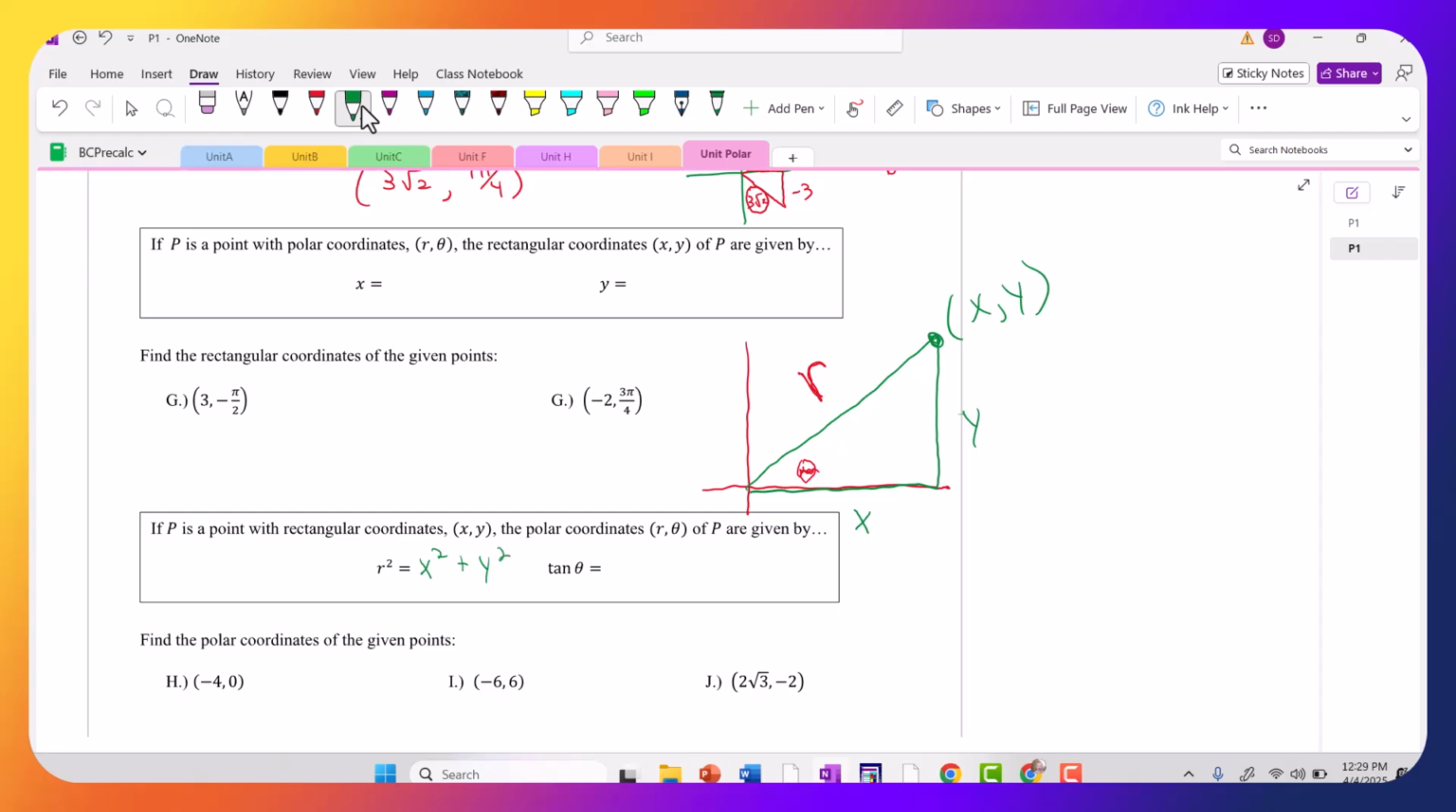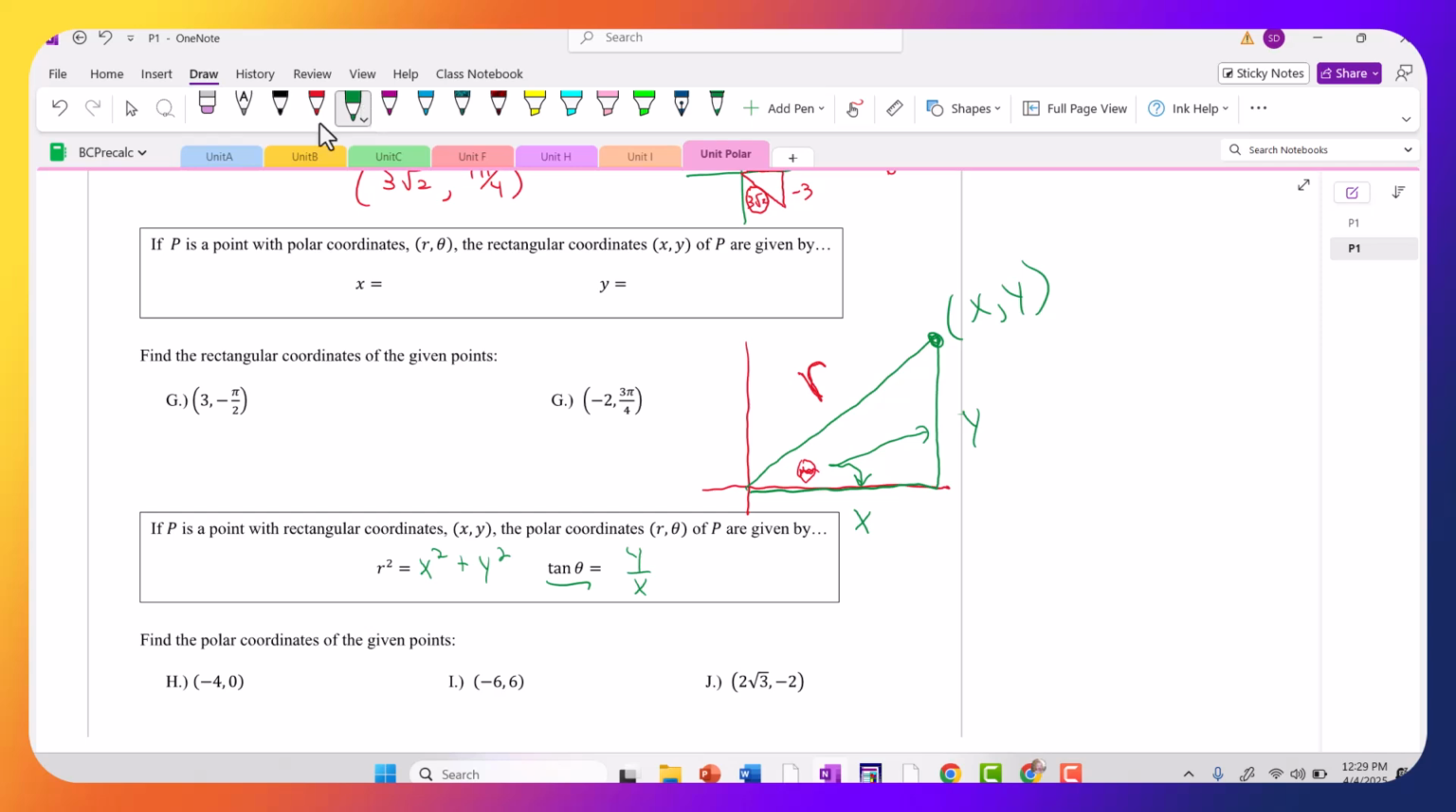How do I find theta if I know Y and X? Hey, what side is this? What side is this? Are you guys blind? They can't see this little dot. What side is that? Opposite. What's opposite over adjacent? That's why this is sitting here. Y over X. So tan of theta equals Y over X, right?